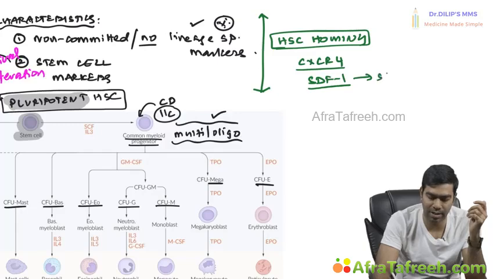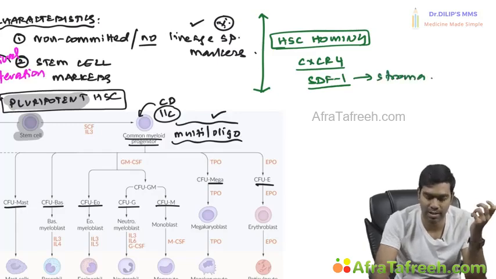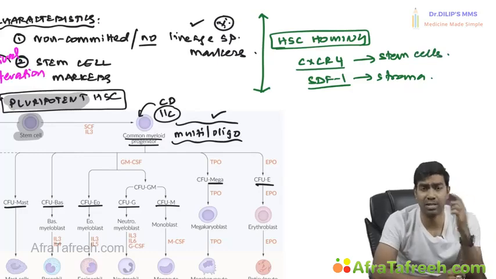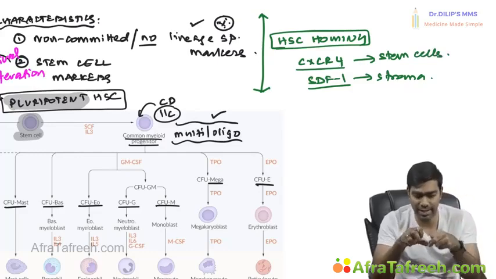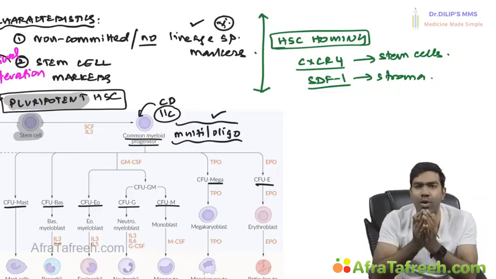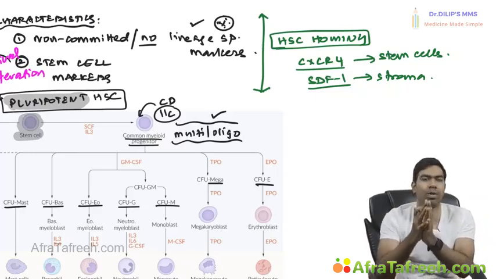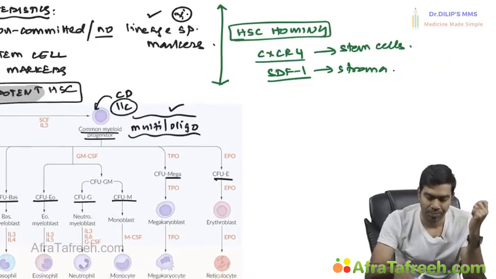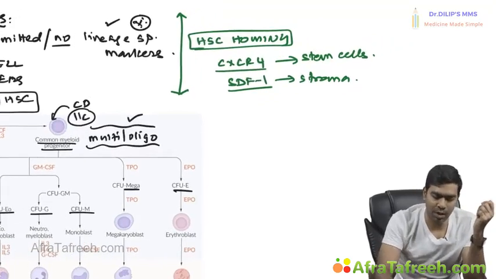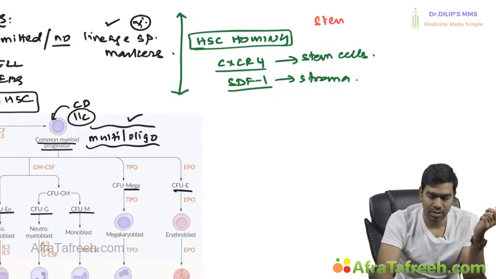Stromal derived factor is synthesized by the bone marrow stroma and stromal cells, and CXCR4 is present on the stem cells. This is the CXCR4 chemokine receptor. This is the one that attaches the stem cells to the bone marrow stromal cells, preventing the stem cells from leaking out of the bone marrow. This is what we call HSC homing, otherwise called hematopoietic stem cell homing. So this principle we can use.